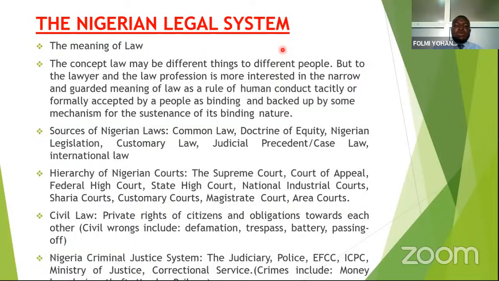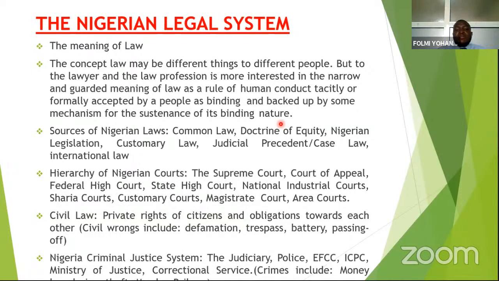So the law is there to regulate human conduct, but it must be formally accepted by people, that they agree that this law should govern them. If it's not accepted by people, then definitely there will be a problem, because people will find it hard to obey the law, and it must be backed up by some mechanism. So that's the definition of law for the purpose of this class and for today's lesson that we'll be discussing.